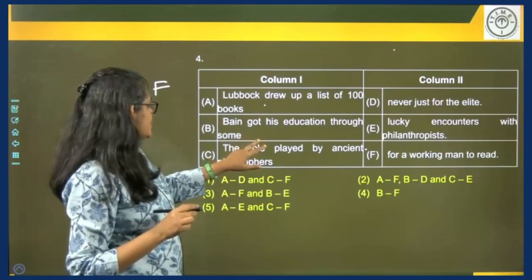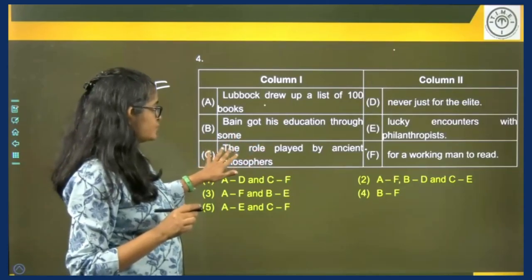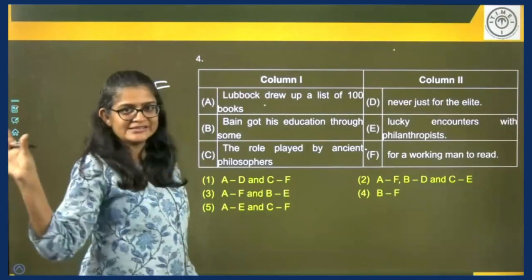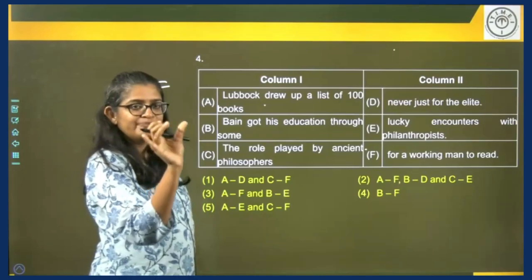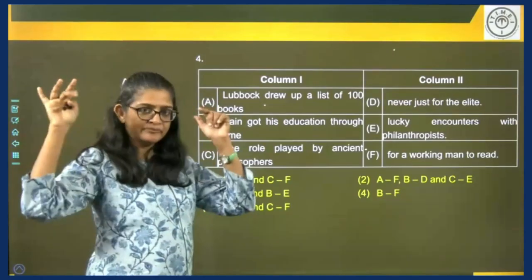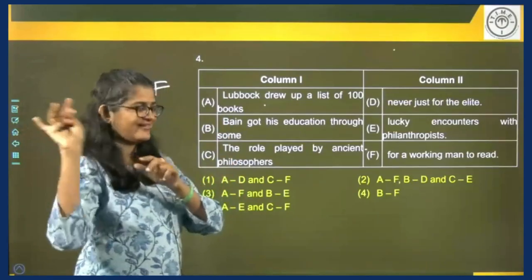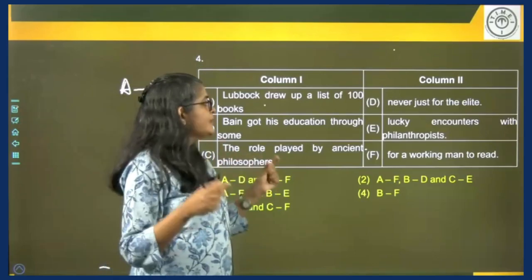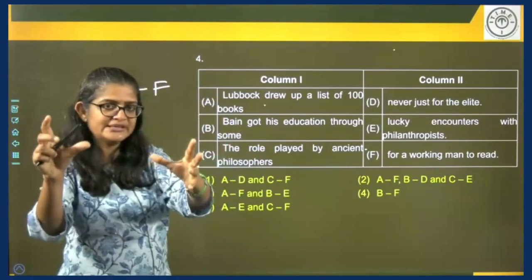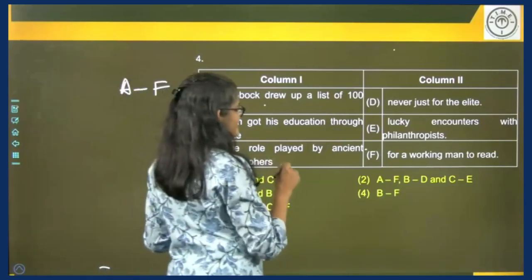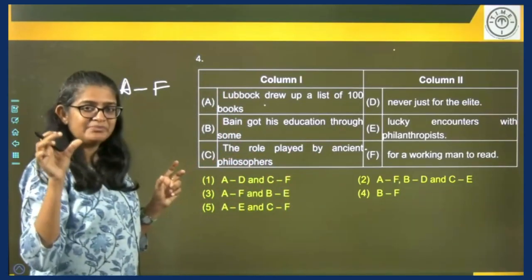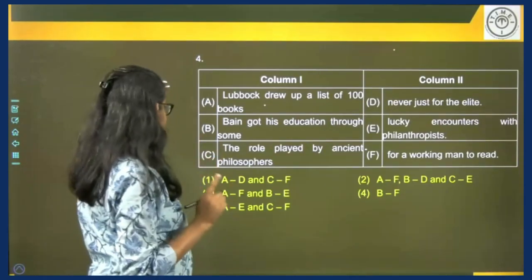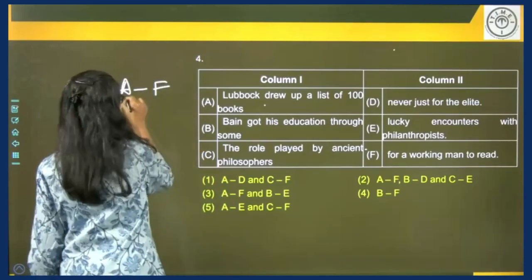Now, what do we have? Bain got his education through something, right? I will not go into noun phrases and stuff like that, but it should be a part of a sentence which means something, through something, right? Through some, never just for the elite will not make sense. Through some lucky encounters with philanthropists, there you go. So you have a part of the sentence that plays the role of a noun. So, B and E is possible, right? B and E is also possible.